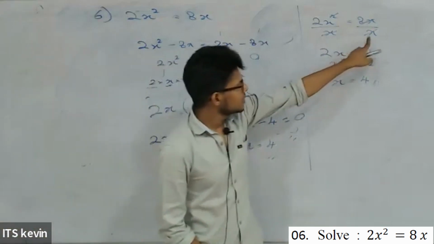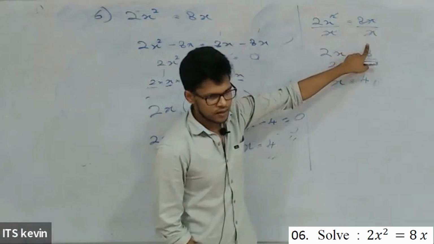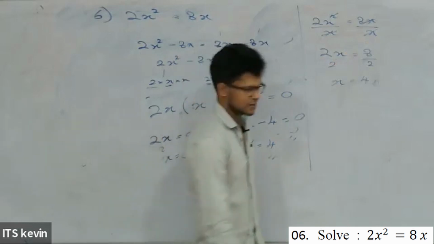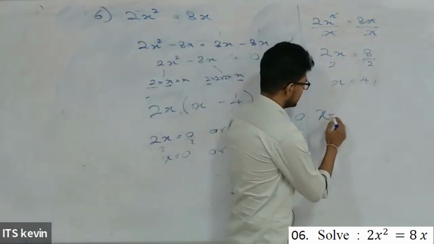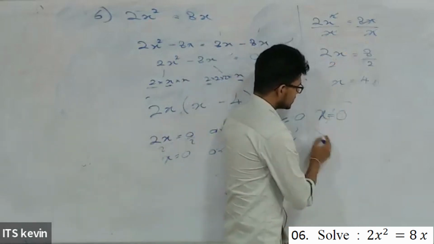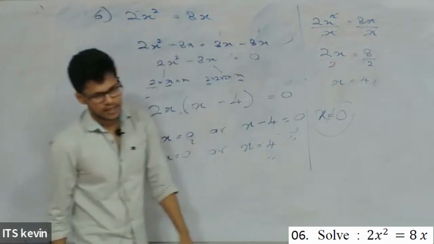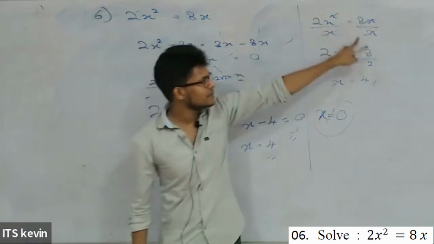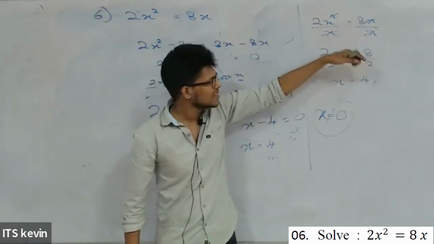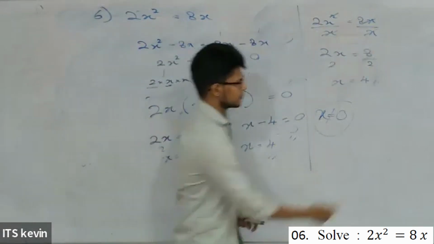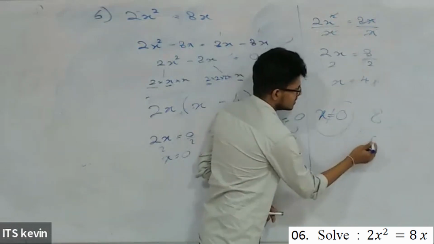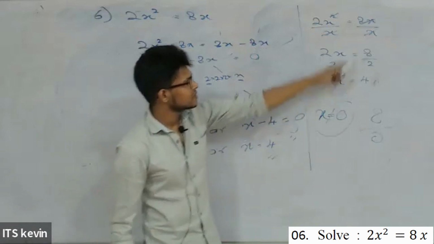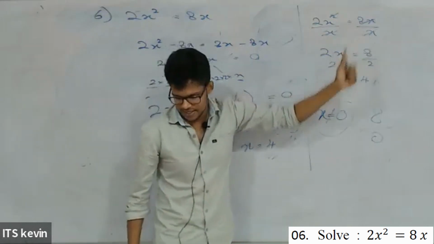You divide by x, right? Have they given x is not equal to 0? If they have not given that x is not equal to 0, you can never divide by x, because you cannot divide a number by 0. 8 divided by 0 is not defined, right? Because of that reason, you cannot divide by x.